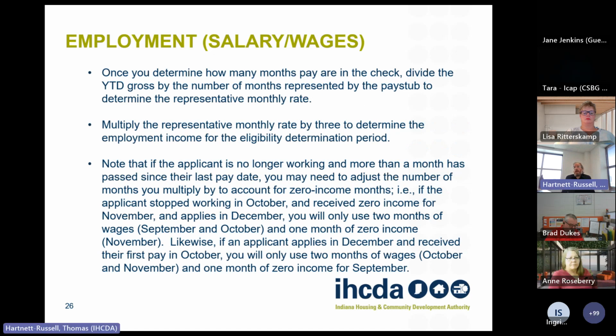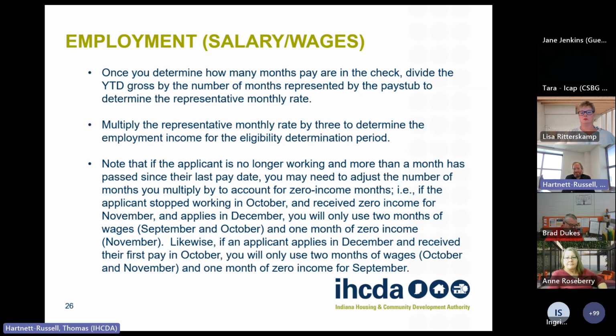So once you determine how many months of pay are represented by that check, you're going to divide the year-to-date gross by the number of months represented by the pay stub, and that will give you the representative monthly rate. You then take that representative monthly rate, multiply it by 3, and that will determine the employment income for the eligibility determination period.